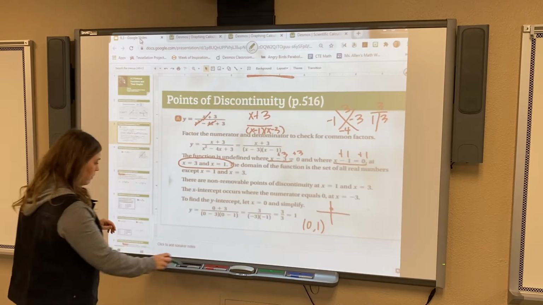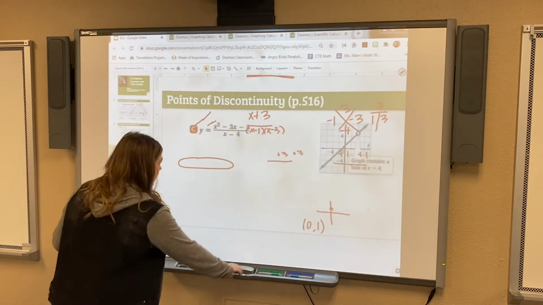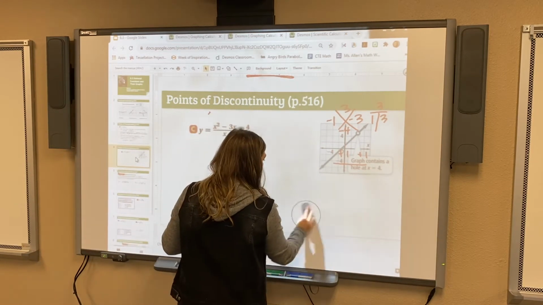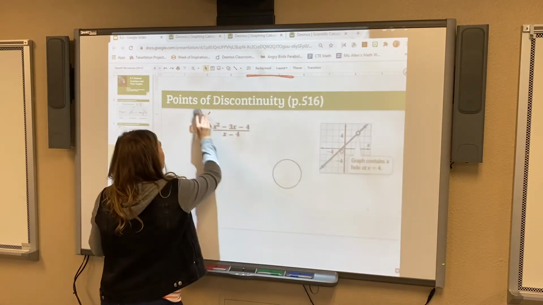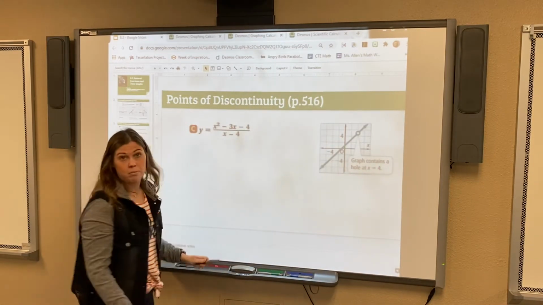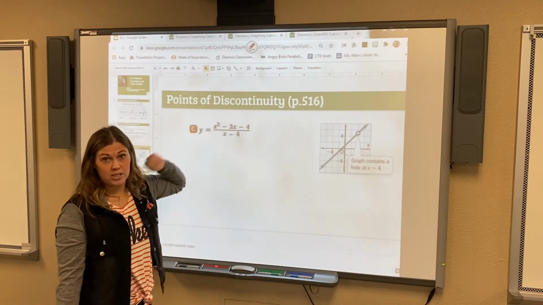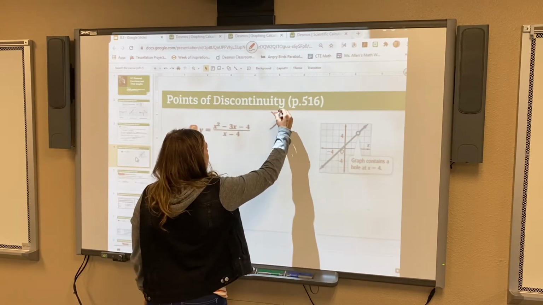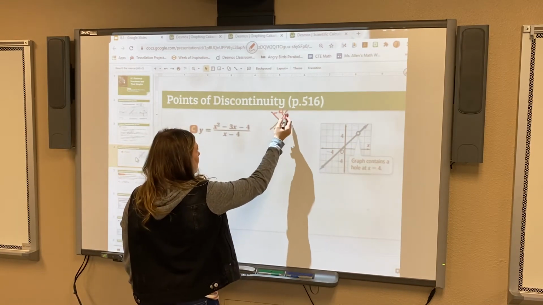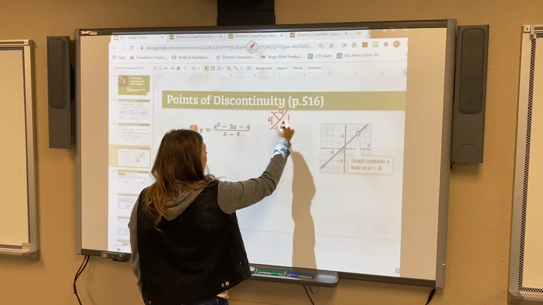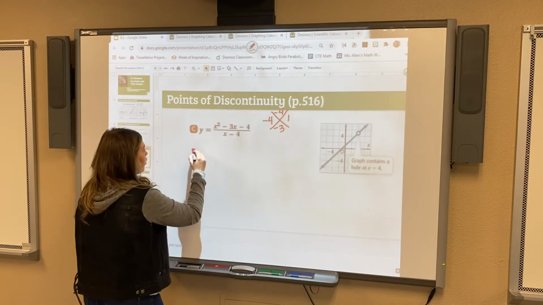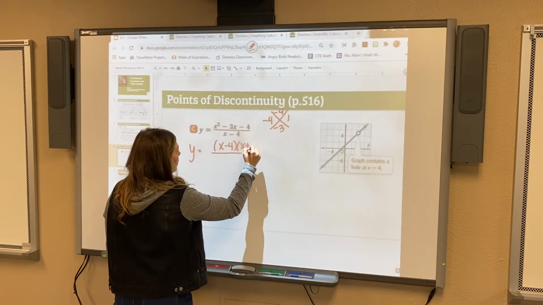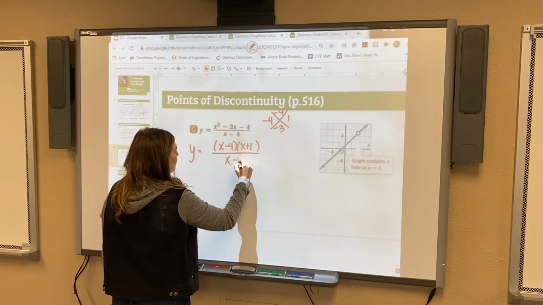So let's talk about another one. Let's find the discontinuities here. Okay, so first thing that we need to do is factor the top and the bottom. So here we have our trinomial at the top. So let's factor this: x squared minus 3x minus 4. The only numbers that multiply to get negative 4 and add to get negative 3 are negative 4 and 1. So we have y equals, at the top, x minus 4 and x plus 1. At the bottom we still have our x minus 4.